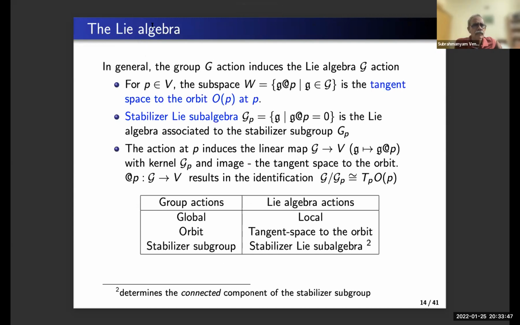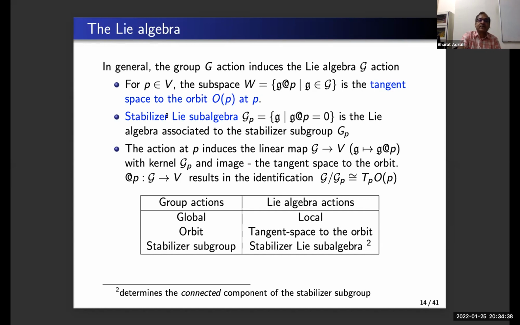Okay, so let me just review what we have seen about this Lie algebra action. As we saw, in general, the group action induces the Lie algebra action, and in some sense there is a dictionary between the group actions and the Lie algebra actions. Under this dictionary, if I look at a point P and look at this Lie algebra action at P, I'll produce various vectors which are associated to that point. And these vectors will essentially span the tangent space. They will exhaust the tangent space to the group orbit at the point. So this Lie algebra action at P essentially produces the tangent space to the group orbit at P.